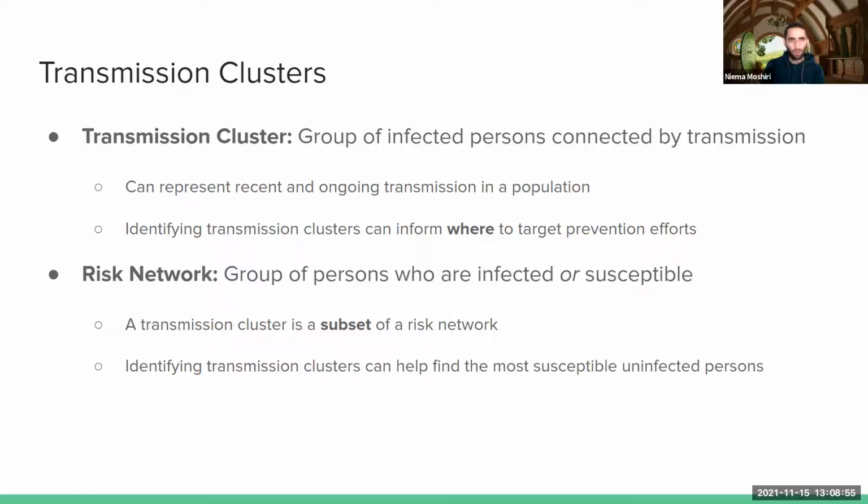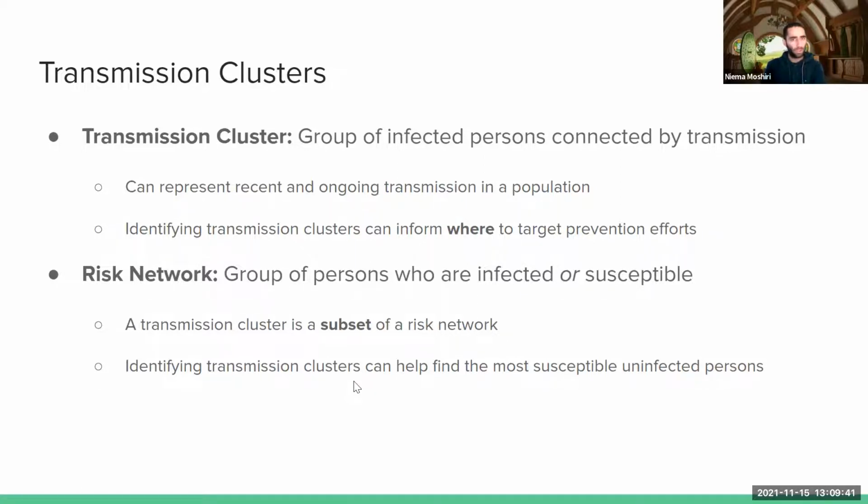And one of the key things is if we can identify transmission clusters, we can help find the most susceptible uninfected persons. There's a question in the chat: does this have to do with the contact network talked about in week 1? Precisely. You can think of the risk network as the overall contact network, but of one specific community. And then the transmission cluster is the subset of that contact network that is actually infected. And if we can identify those transmission clusters, the neighbors of the people in the transmission cluster, the susceptible folks who are connected to people in the cluster but are not infected themselves, are where we might want to target our interventions.